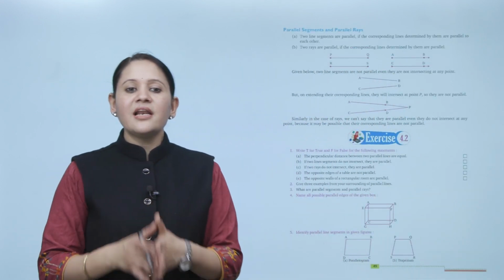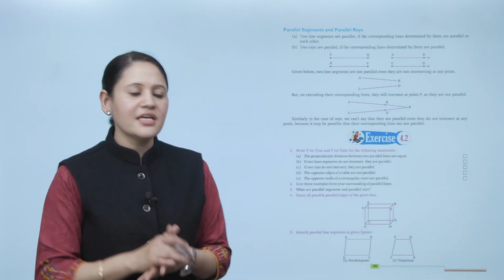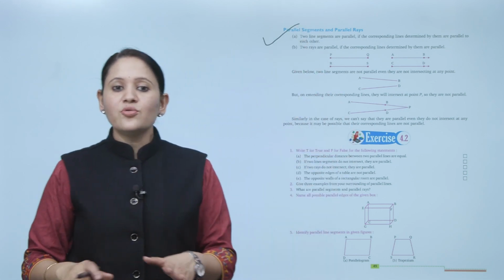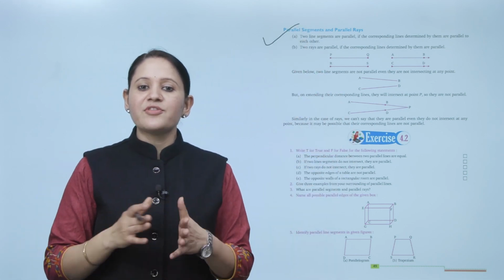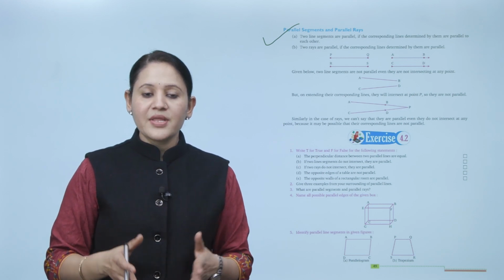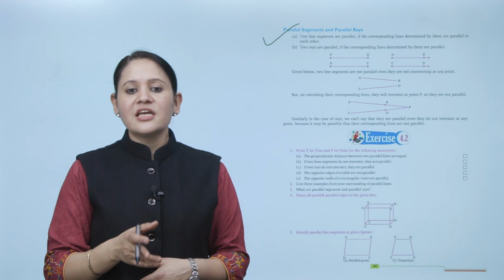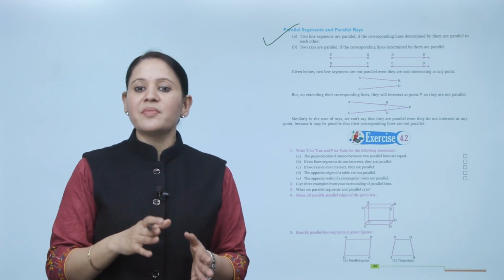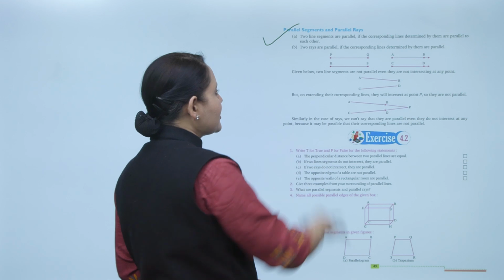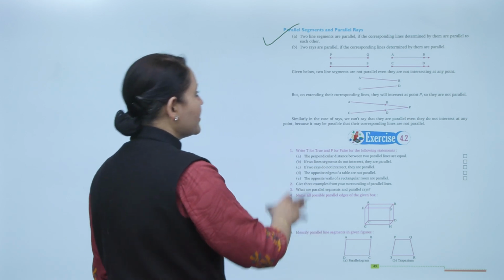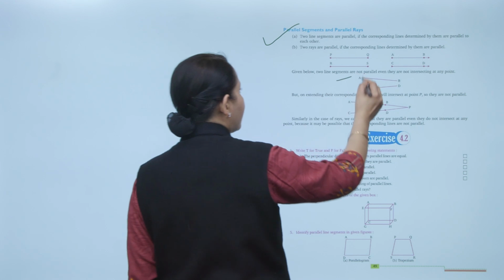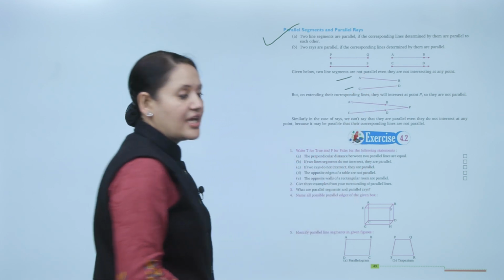Next is parallel segments and parallel rays. Two line segments are parallel if the corresponding lines determined by them are parallel to each other. Two rays are parallel if the corresponding lines determined by them are parallel. Here, the two line segments given below are not parallel, even though they are not intersecting at any point. These two, AB and CD, are not parallel.